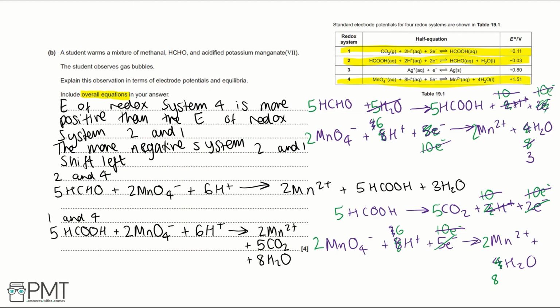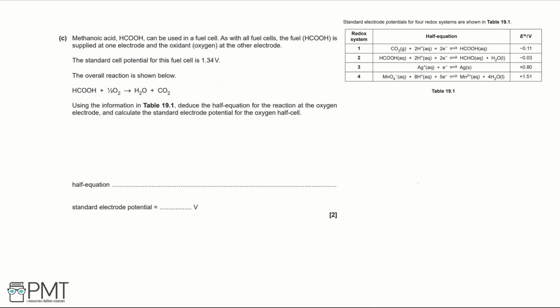So here we've written our two overall equations. We can see in this second equation why we might expect to see gas bubbles, because we're going to produce carbon dioxide, which is a gas. To get the 4 marks for this question, you get a mark for comparing electrode potential values, a mark for talking about how the equilibrium is going to shift, and a mark for each overall equation that you've written.